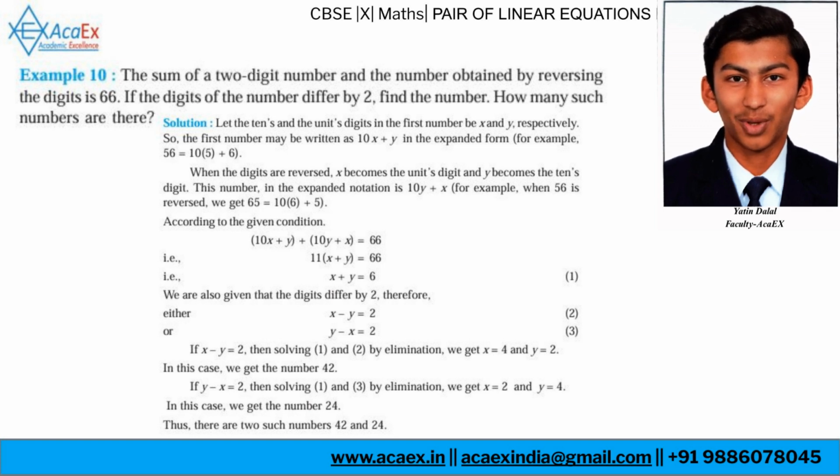Solving these pairs of equations by elimination, if x minus y equals 2, we get x equals 4 and y equals 2. The number is 42. If y minus x equals 2, we get x equals 2 and y equals 4. The number is 24. Thus, there are two such numbers, 42 and 24.